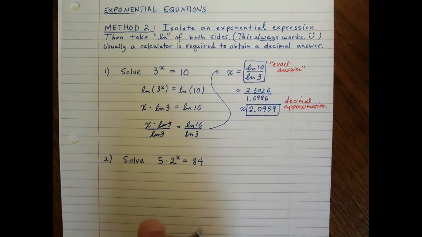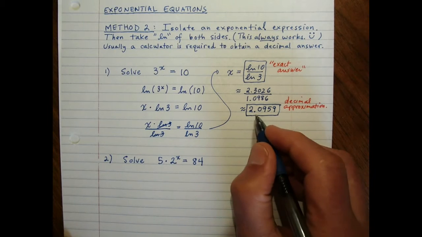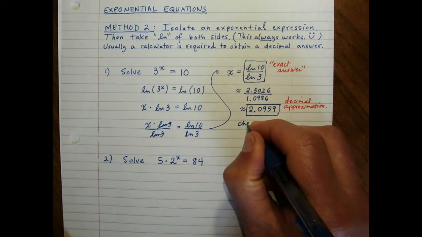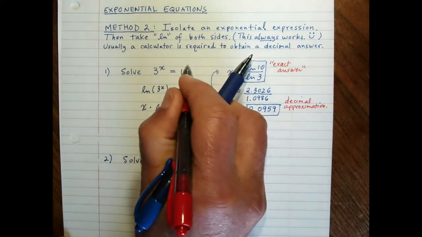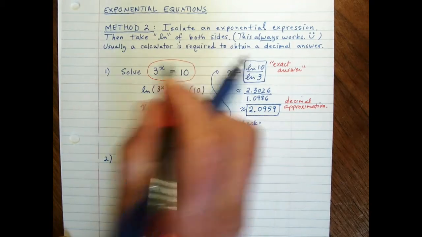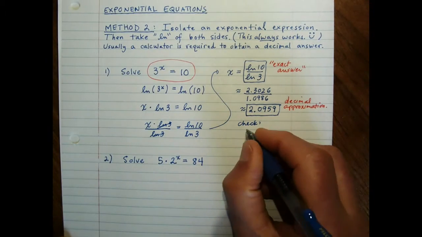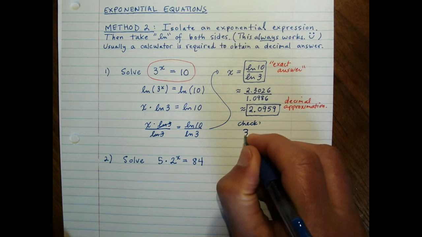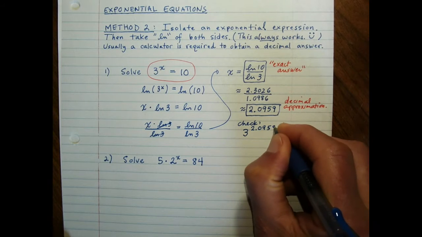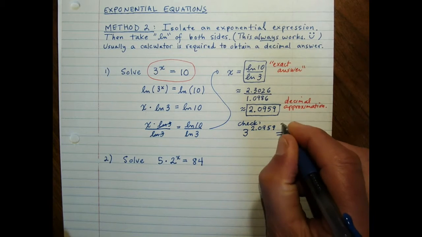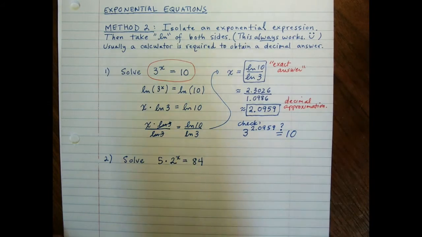And so we're done, but I want to say a couple more things about what we found here. One is, let's try checking this decimal. Let's plug into the original equation. Remember, the original equation was 3 to the x equals 10. To check, I would say, is 3 to the 2.0959 actually equal to 10?